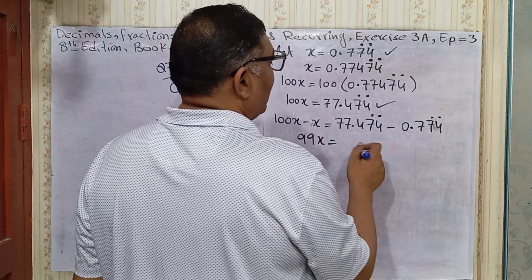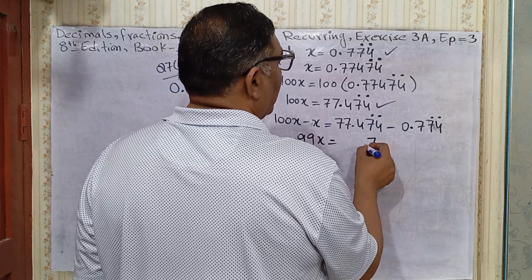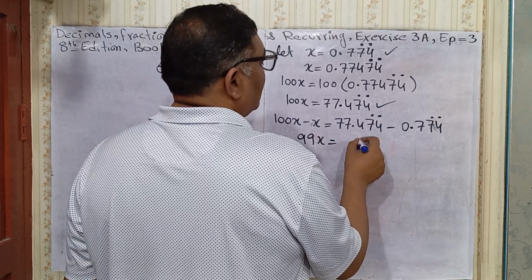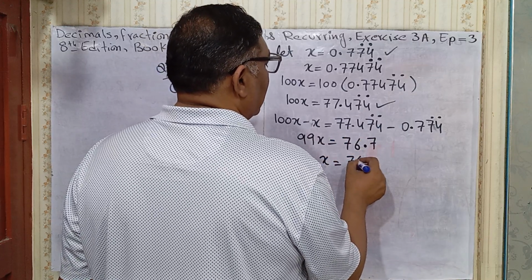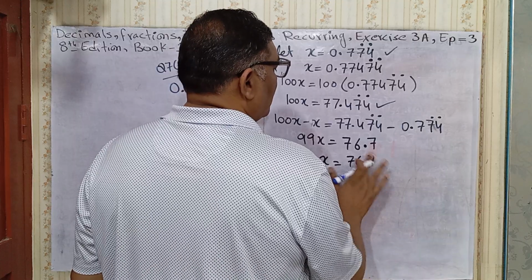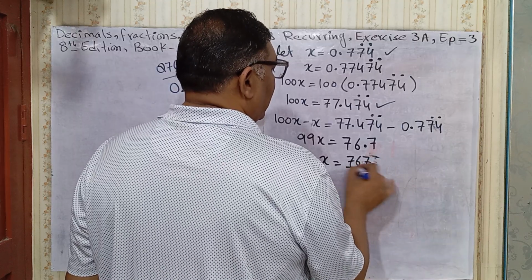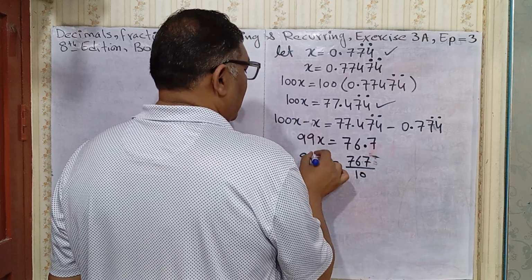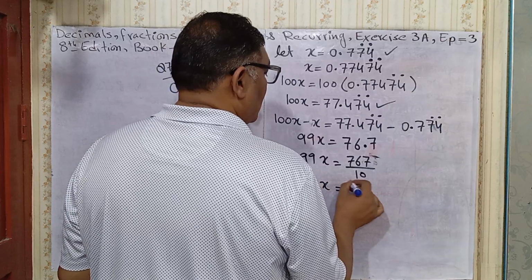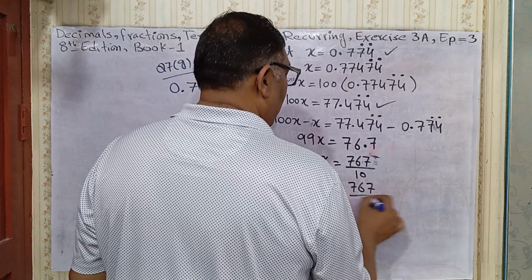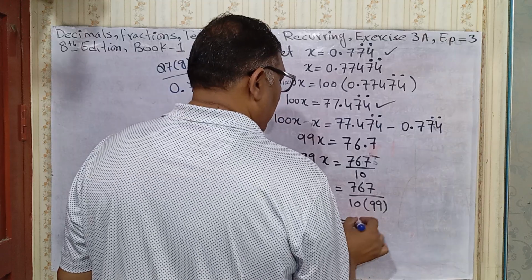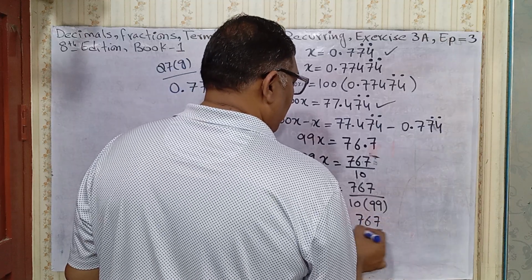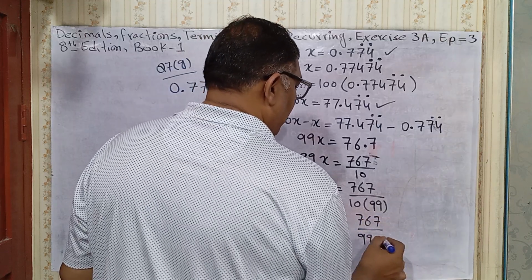14 minus 7, so that is 7, then point, and this will become 6, this will become 7. So x will be equal to 76.7. Just remove this decimal by multiplying by 10. Okay, so this is 99x. So x will be equal to 767 divided by 10 into 99. So x will become 767 divided by 990.